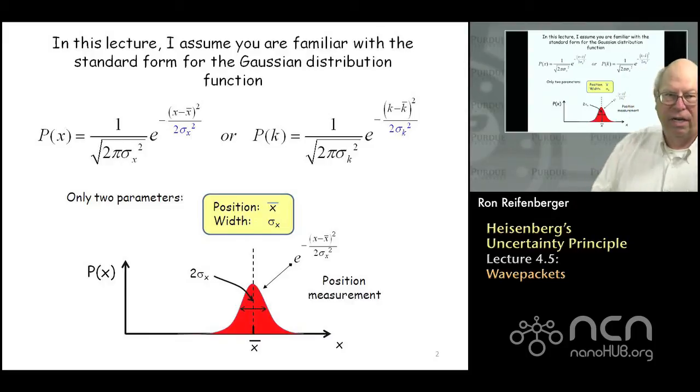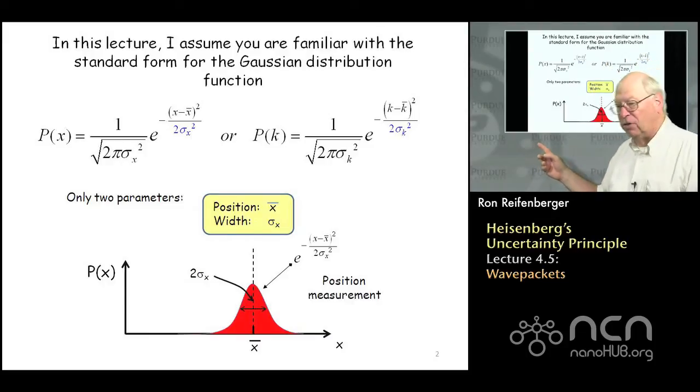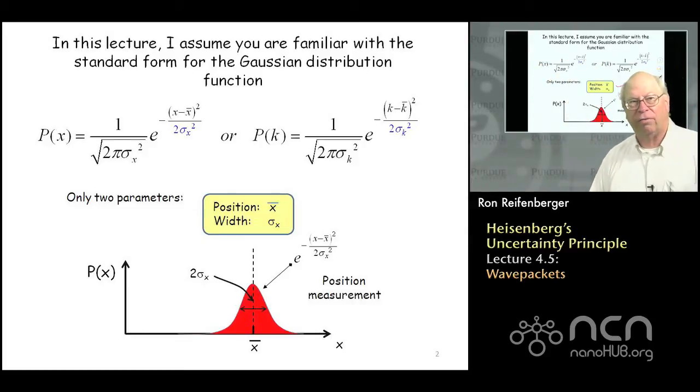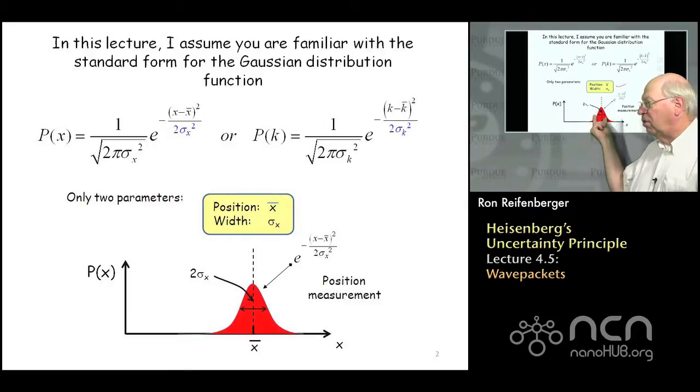These functions describe this well-known bell-shaped curve, right? There are two parameters that you have to keep track of. These two parameters are the mean position, or the center of this curve, and the width of the curve, designated by this parameter sigma sub x. So once you specify those two parameters, the location of this curve along the x-axis and the width of the curve along the x-axis is completely specified.